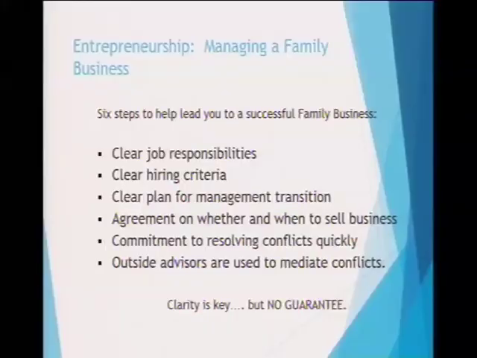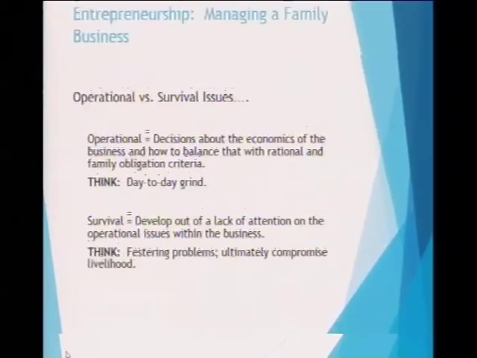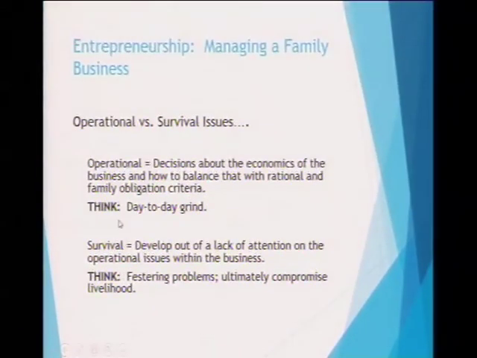So there are 6 steps to help lead to a successful family business. For example, you should have clear job responsibilities, clear hiring criteria, a clear plan for management transition, agreement on whether and when to sell the business, and commitment to solving conflicts quickly. Outside advisors could also be used to mediate conflicts. So clarity when it comes to a family business is key.